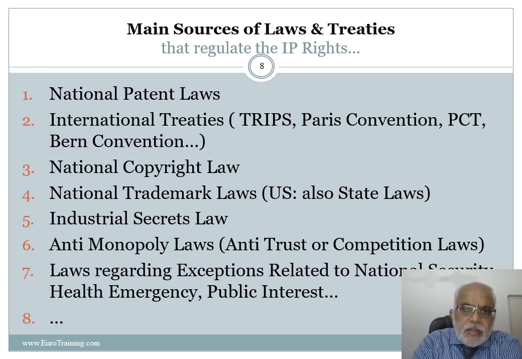and so on. There are many other laws and treaties that we are going to discuss, but these are the main sources of intellectual property law and treaties. There are many.